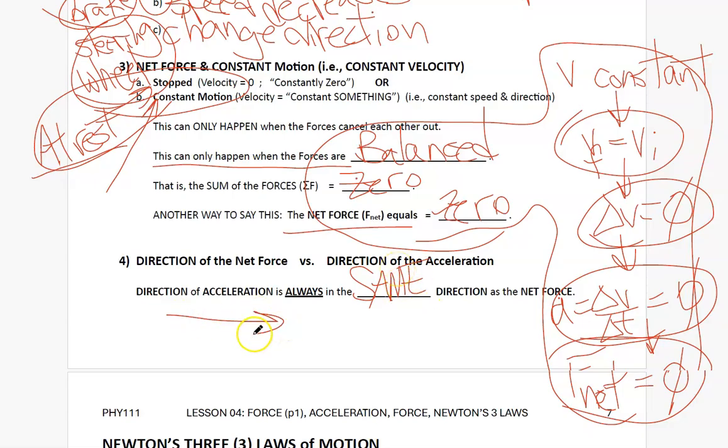So if you have a net force that's going this way, that will also be your direction of acceleration. If your net force is this way, your acceleration will also be in that direction. It says nothing about the size of the acceleration or the size of the net force. It's just saying the two directions are always identical.